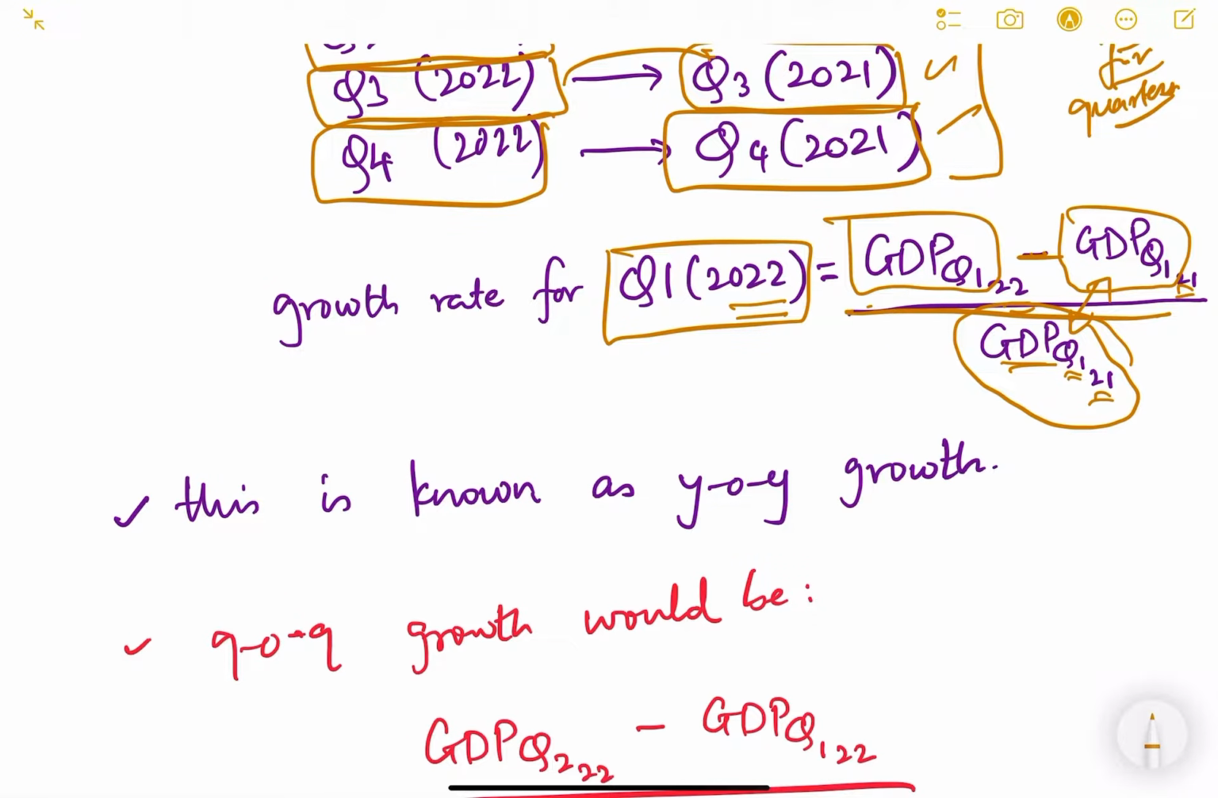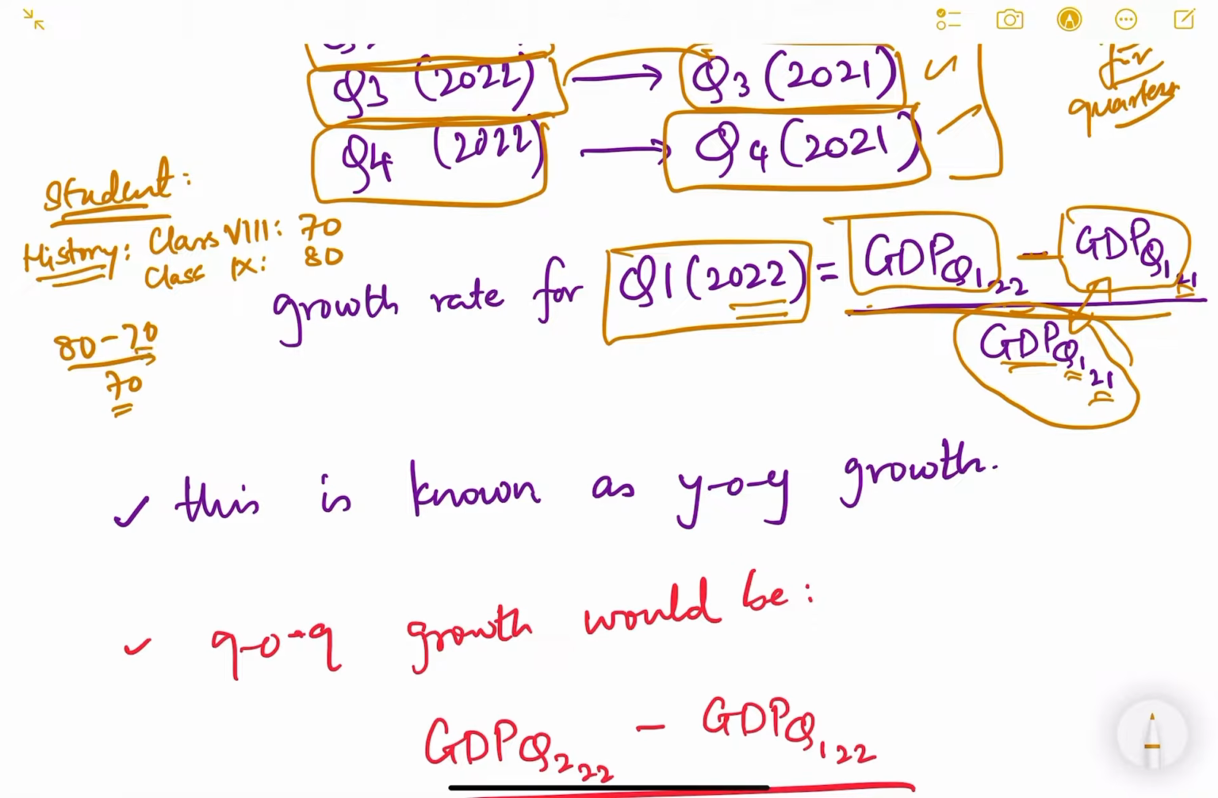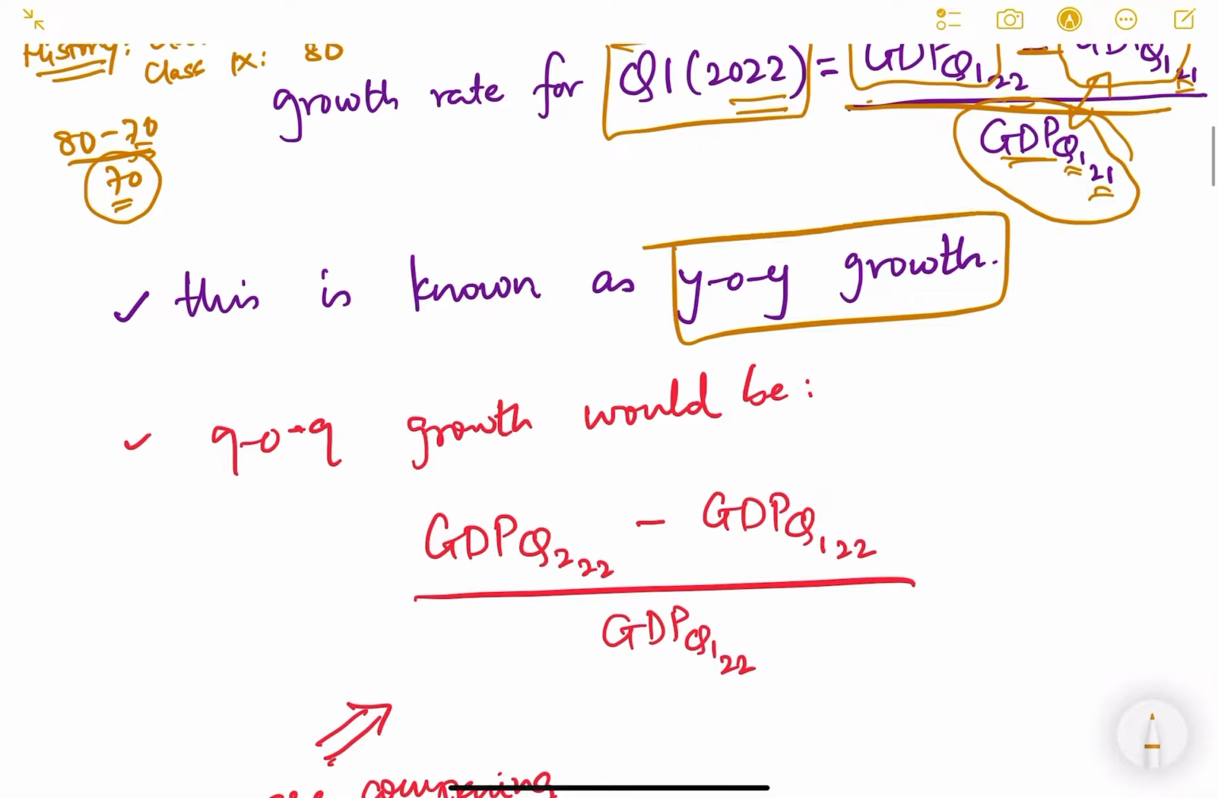So basically, in any growth rate that you want to calculate, for example, say a student. Okay, the student's marks in history in class 8 was say 70. Now his marks in history in class 9 becomes say 80. So growth rate in history marks will be calculated as 80 minus 70 divided by 70. Okay, so we take the same denominator against which we are calculating the growth rate. This is known as year on year growth.